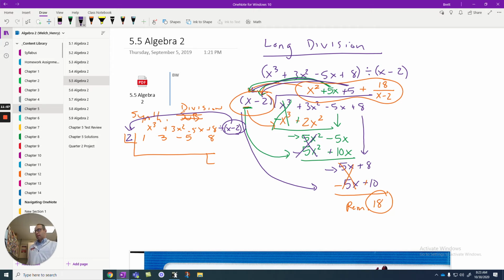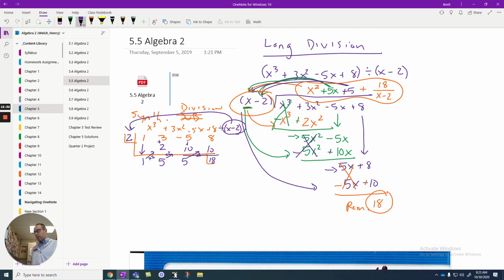So now we're going to run through the synthetic division, and you're going to tell me what you see in your answer at the end of this. We bring the first number, always comes straight down. To get back in, we times by our bouncer, which is 2. 1 times 2 is 2. We always add to get out. 3 plus 2 is 5. 5 times 2 is 10. Negative 5 plus 10 is 5. 5 times 2 is 10. And 8 plus 10 is 18.